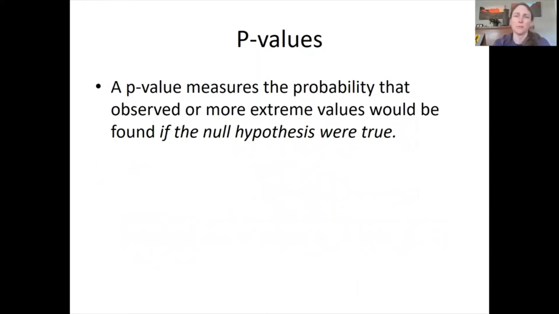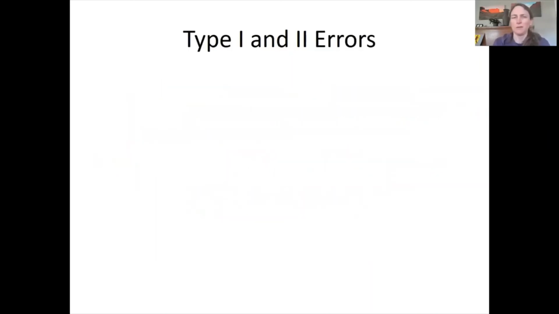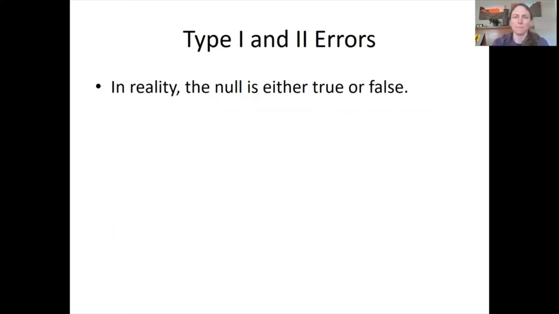A p-value measures the probability that observed or more extreme values would be found if the null hypothesis were true. Okay, so that's a little bit tricky to understand. A p-value is also a probability that you're making what's called a type 1 error, when you're accidentally rejecting the null hypothesis when it's actually true. So type 1 and type 2 errors, I'm just going to take a minute to explain them. It's important to understand that in reality, whether we can know this or not, the null hypothesis is either true or false.